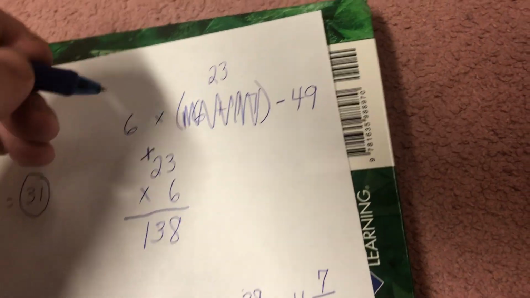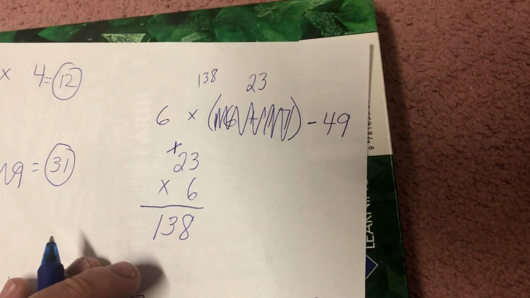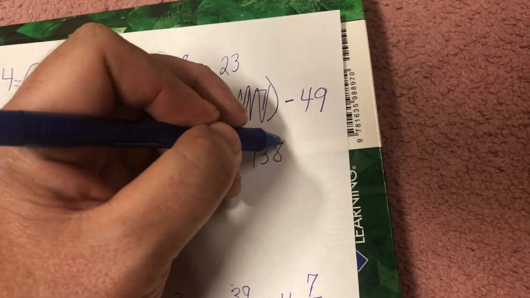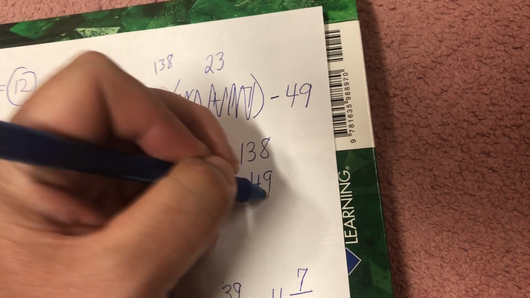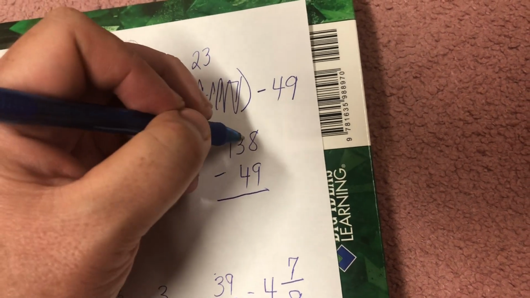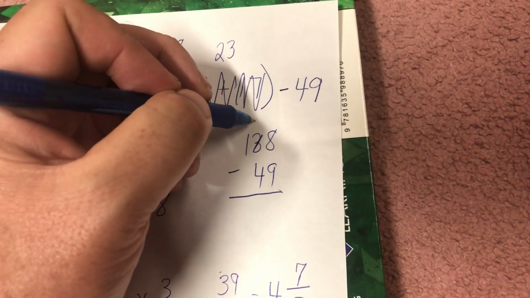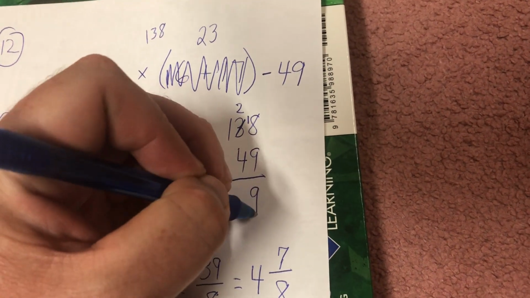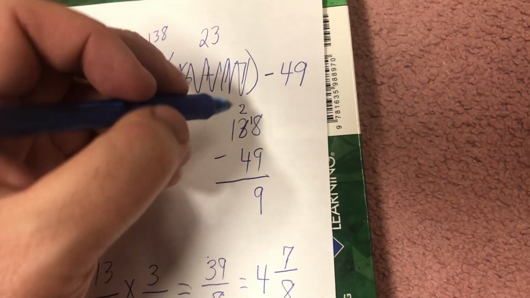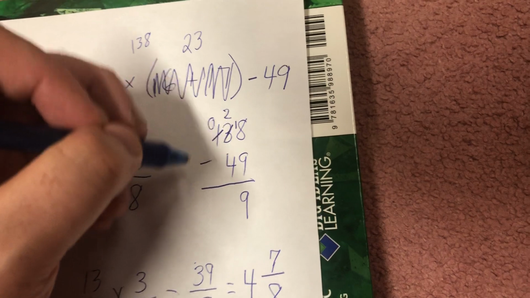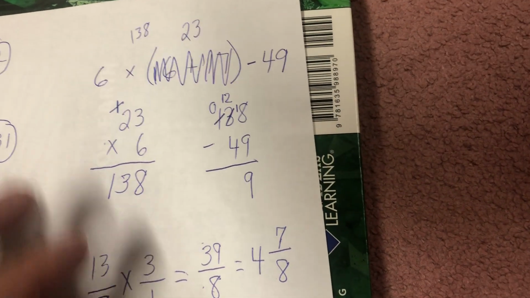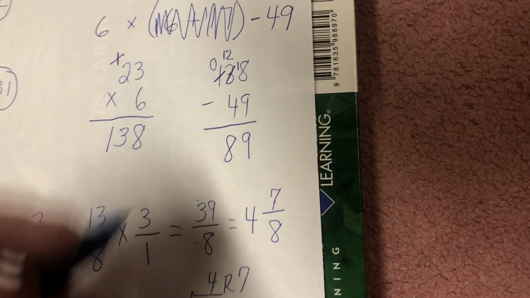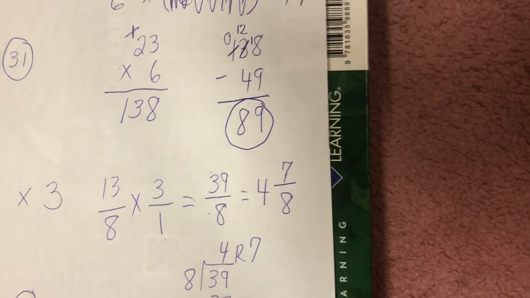That leaves me with this becoming 138. That leaves me with 138 minus 49, which may need a little scratch work. 138 minus 49. Well, I can't do 8 minus 9. So I'm going to borrow from the 3. I'm going to make it a 2. I'm going to make that 8 an 18. 18 minus 9 is 9. I can't do 2 minus 4, so I have to borrow from the 1, make it a 0, make the 2 a 12. That leaves me with 12 minus 4. Well, 12 minus 4 is 8. And that tells me that my final answer for that one is 89.